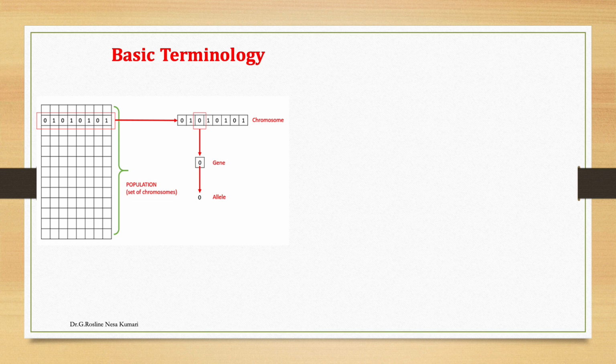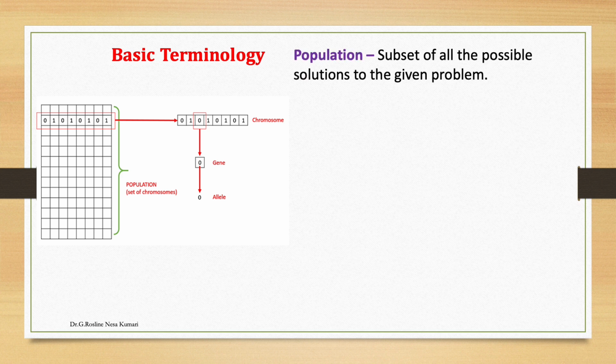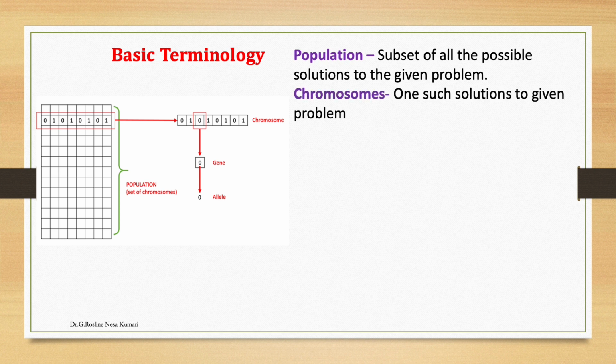Now I am going to say some terminology which we use in the genetic algorithm. Population is a subset of all the possible solutions to the given problem. Chromosome is one such solution to the given problem. So this is the population, and from this population, this is called the chromosome. Next is gene. It's one element position of a chromosome. So this is one element from the chromosome. This is called the gene.